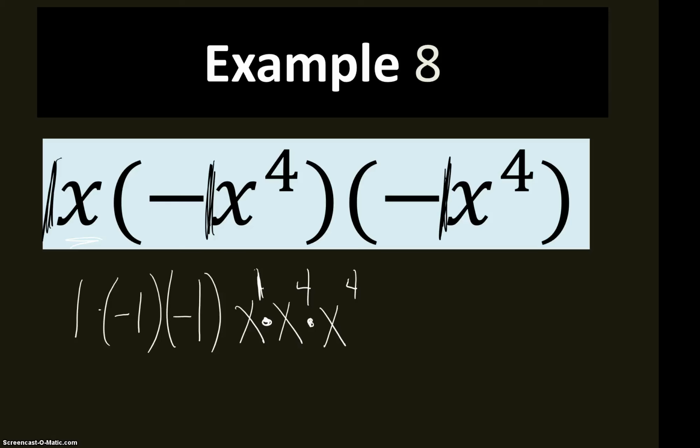Now, your choice on how you multiply these. You have 3 numbers that you're multiplying. You have 2 negatives and a positive. 2 negatives times each other gets you a positive. This will be a positive 1. Then you're going to multiply by another 1 to get a final answer of positive 1.